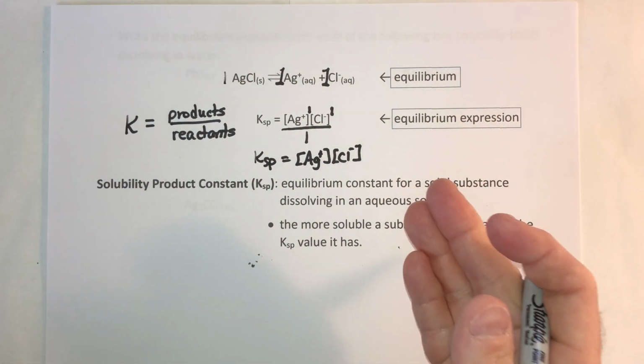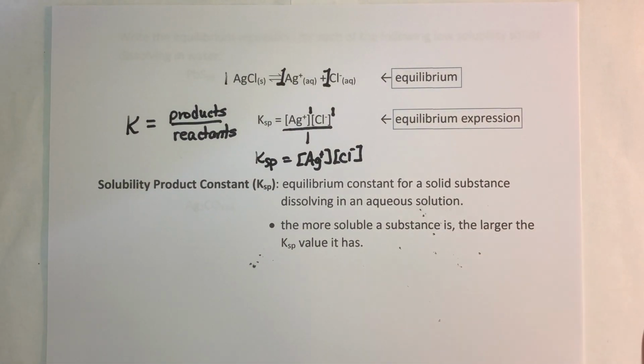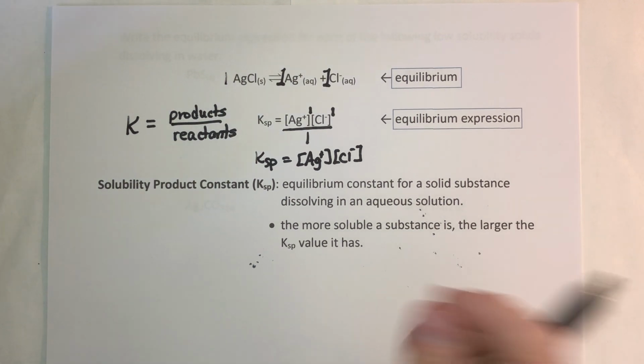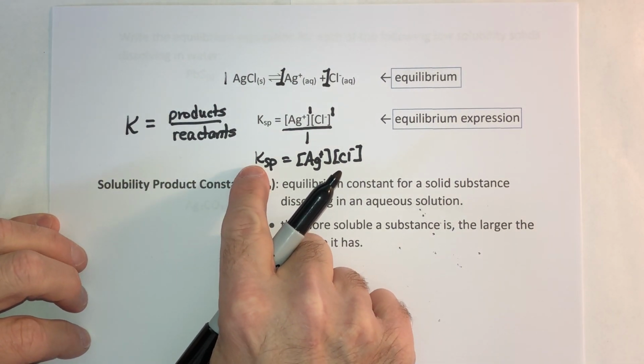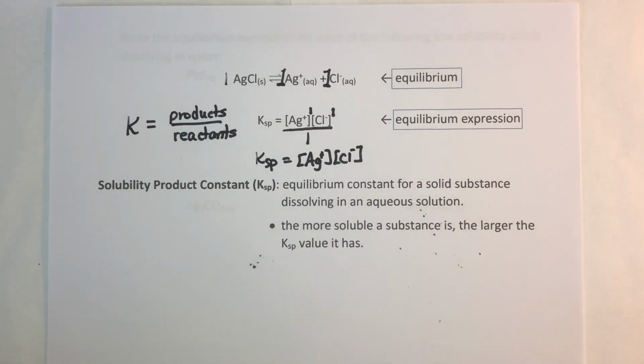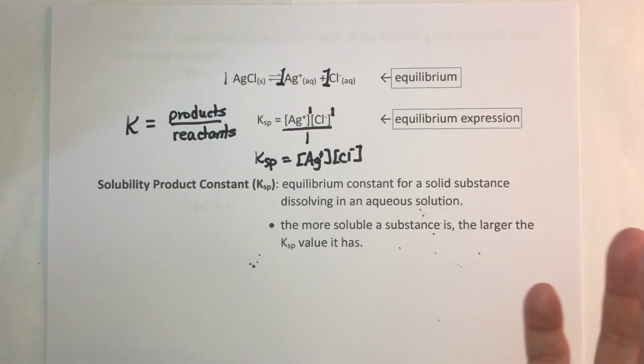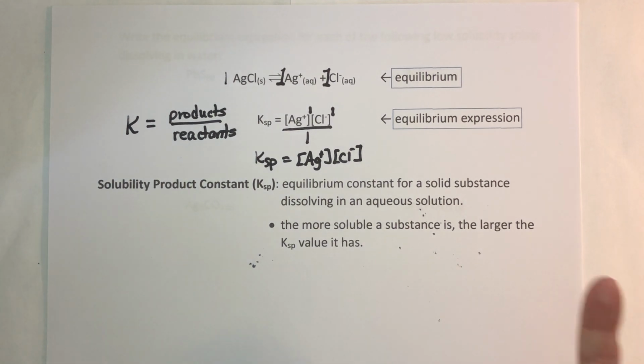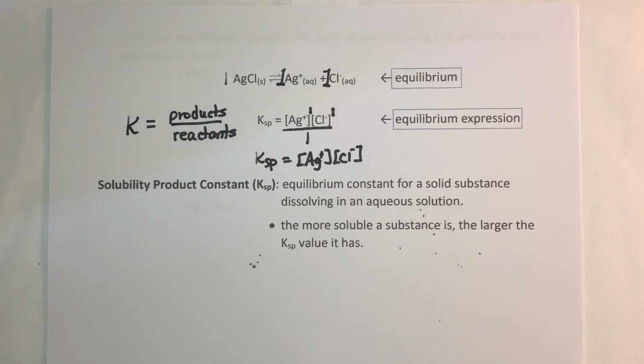Now, this is an equilibrium, but it is a very specific type of equilibrium. So instead of just calling it K, I'm going to call it Ksp, right? It's like when you give something a special name, because you could talk about your pants. You have a whole lot of pants. You've got shorts, you've got jeans, you've got dress pants. Pants is like the general term.